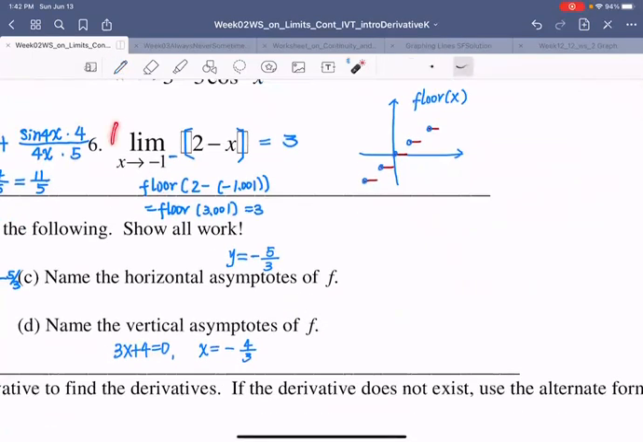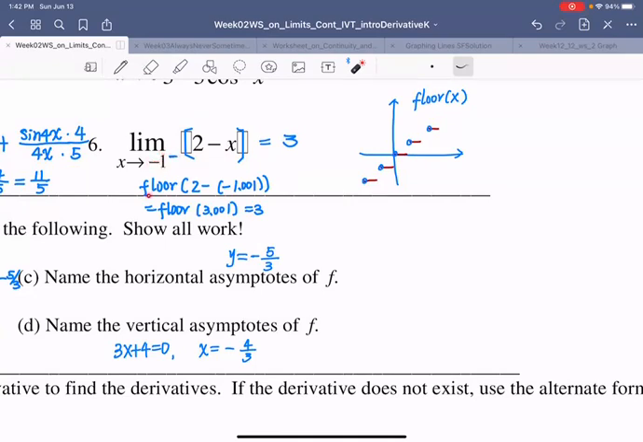Let's see number 6. This is a symbol which you might learn at the end of algebra 2, okay? If you haven't learned this before, we can learn this in this class. This is called a floor function. And negative 1 with a minus sign means you are approaching negative 1 from the left.